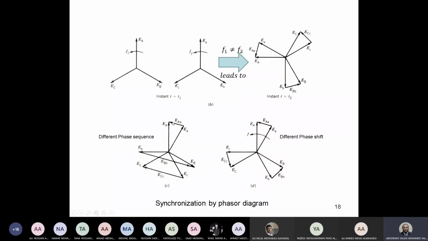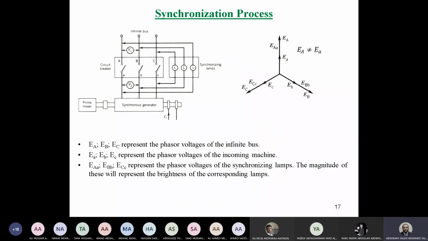But for this shape, actually, we have 2 conditions not achieved. What are the 2 conditions here? Phase shift and phase sequence. Exactly, you are right. Phase shift and the phase sequence are not achieved here. Now, how can we achieve the 4 conditions practically? Practically, we have something called a synchronoscope or synchronizer. This synchronizer in power plants controls the generator in order to achieve the 4 conditions.